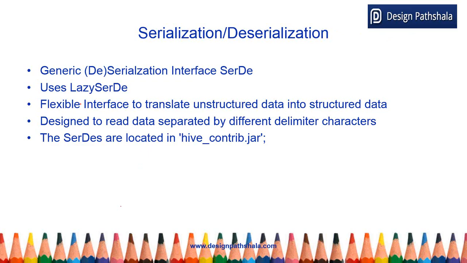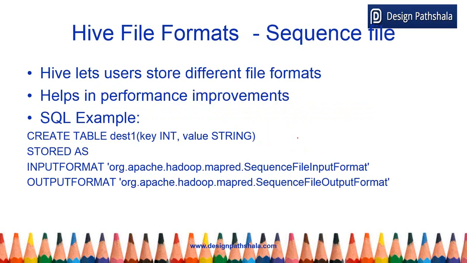There are different SerDes supported by Hive, and they are located in a Hive contrib jar. If data is separated or in some different format, we can use different SerDes, serialize and deserialize, to read or write the data into your HDFS world. I'll show them to you. I was talking about the sequence file, if you can recall, in the file formats. I've covered the file formats class also, right? I have told you the different file formats available in the Hadoop world and the compression and all those things, right?